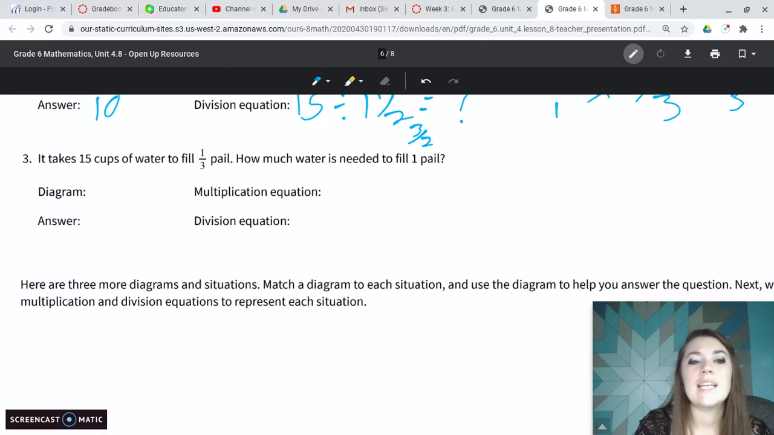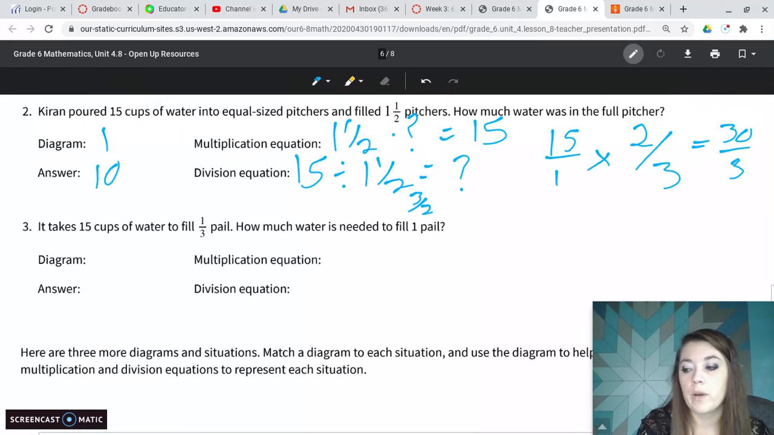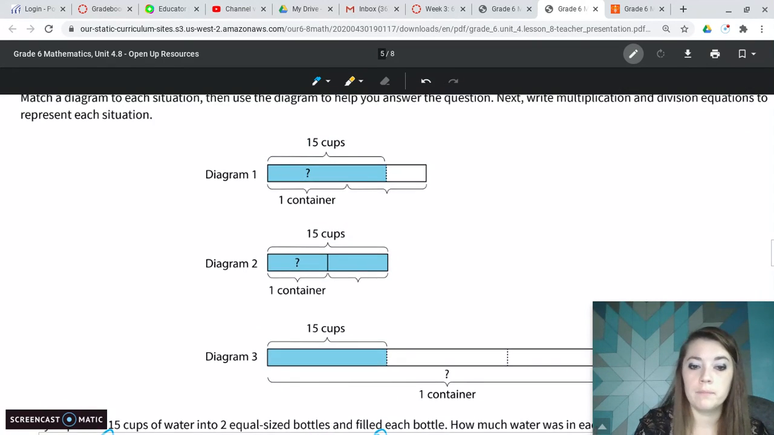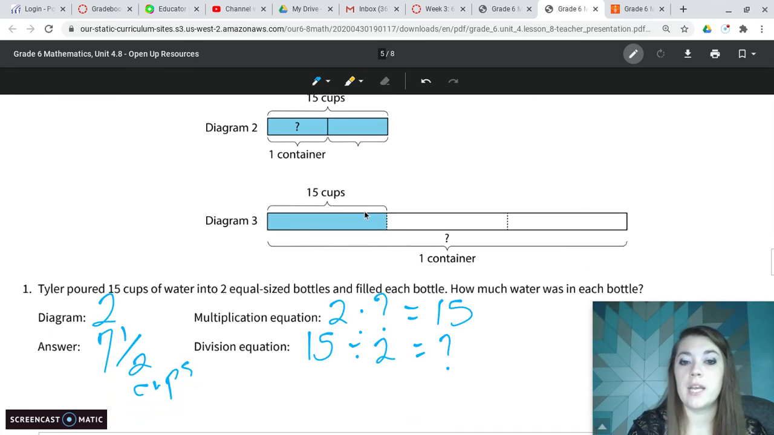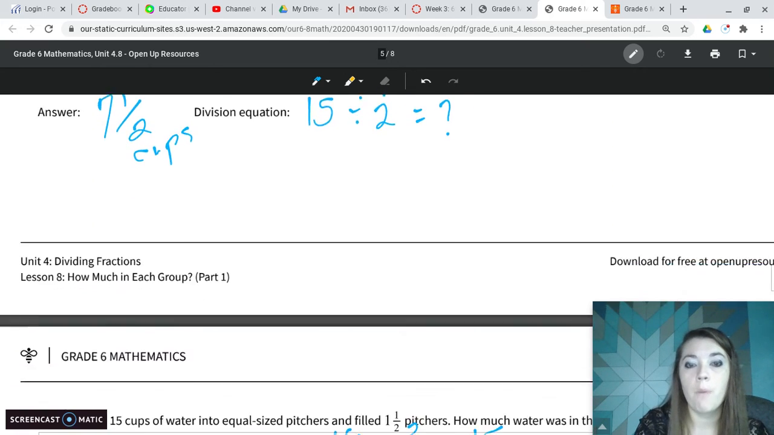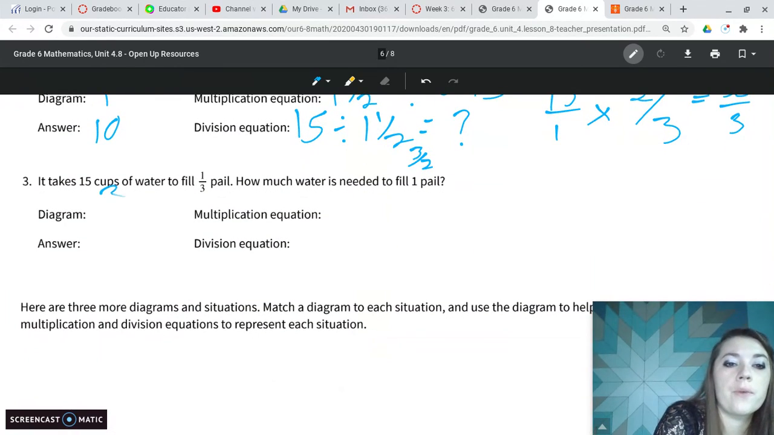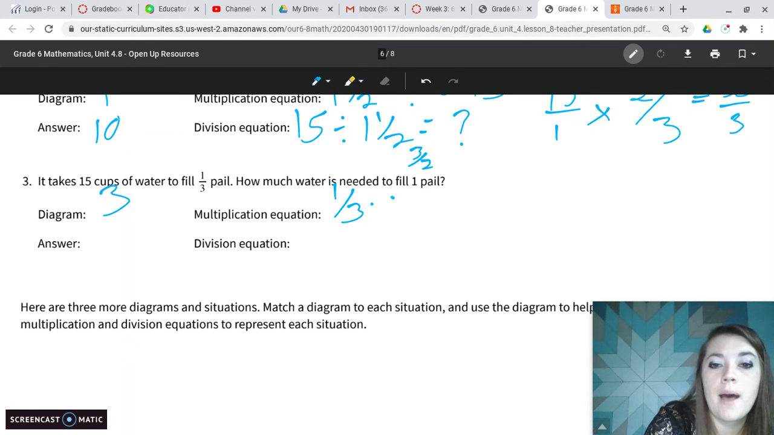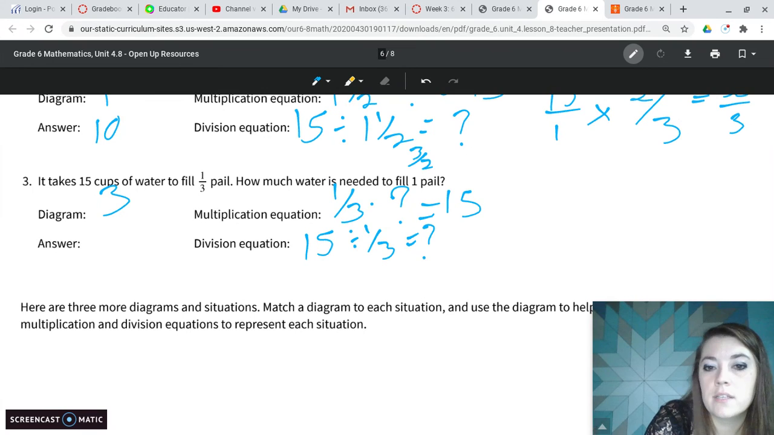All right, and the last one. It takes 15 cups of water to fill 1/3 of a pail. How much water is needed to fill one pail? So looking back up here, the only one we haven't used is this one here, where the one container represents the whole thing, and 15 represents a portion of it. So diagram 3. Now, our multiplication equation, we're going to take that 1/3, multiply it by something, and get our 15. For the division equation, we're taking our 15, dividing it by 1/3 to get our amount for the full.